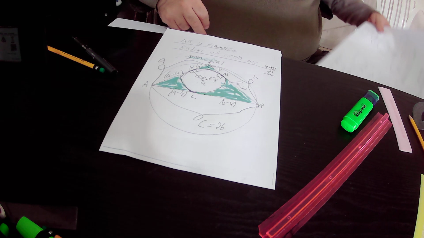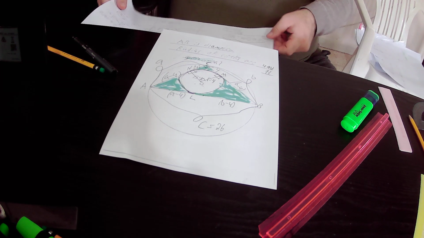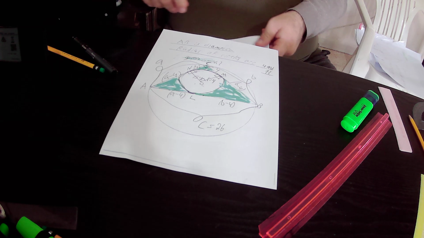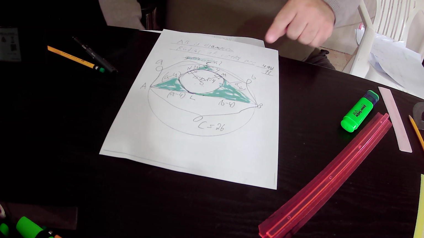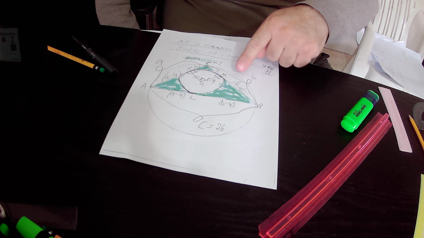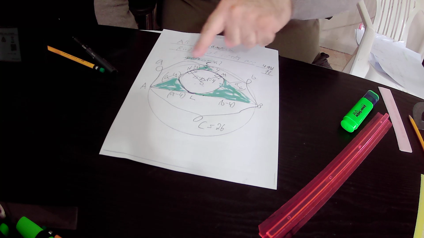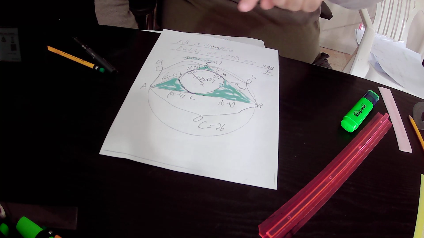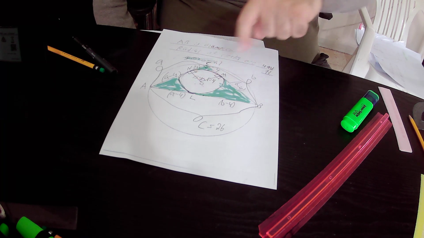Okay. So first of all, we defined the center of this circle as point O. We define the point of tangency of tangent BC with this circle as M. We define the point of tangency of tangent AC with this small circle as N. And we define the point of tangency of tangent AB with this circle as L.